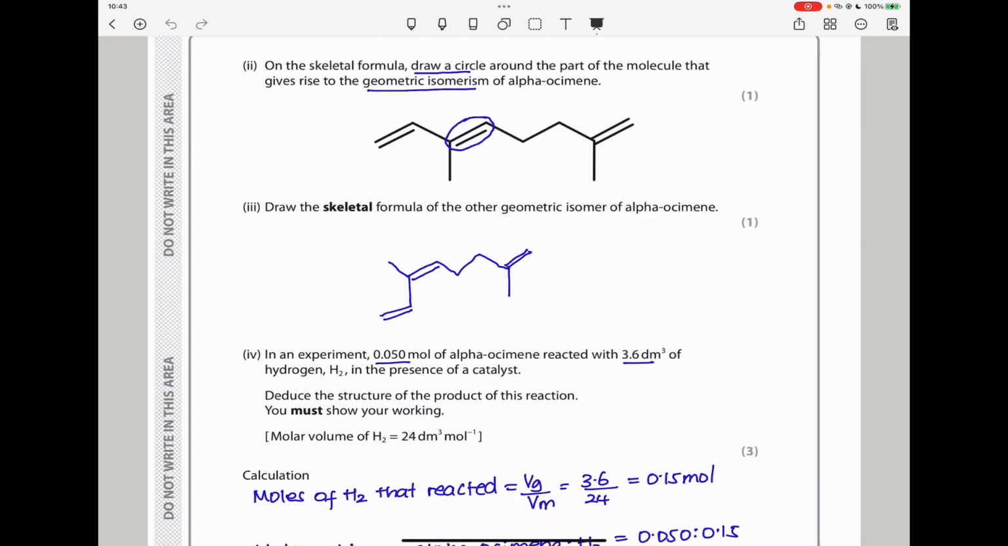Next they say, draw the skeletal formula of the other geometric isomer of alpha-ocimene. If you look at this structure, there is a hydrogen here. That means this is going to be the E isomer. So the other isomer we have to create, the higher priority groups have to be on the same side as we can see here. So the hydrogen is going to be here. And that means the structure should look like this.